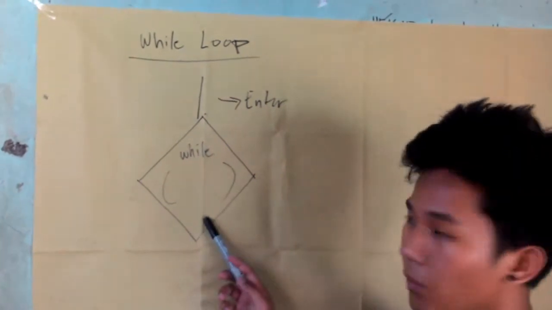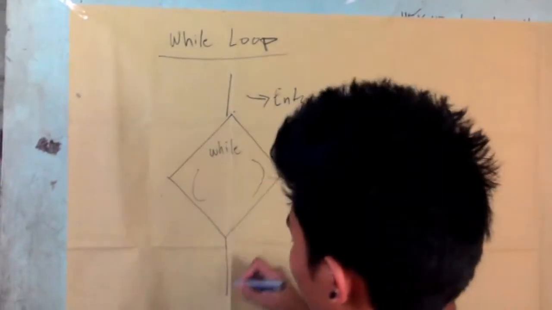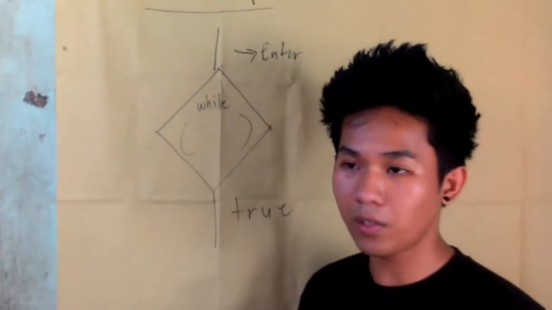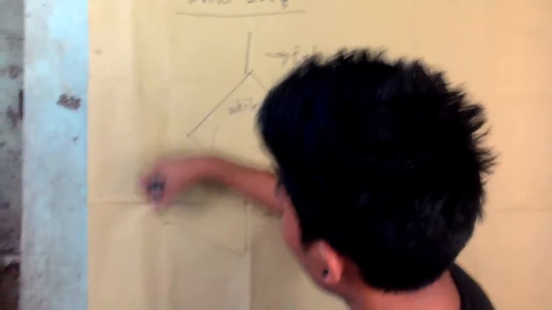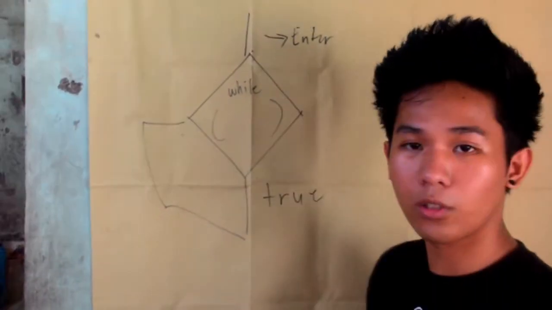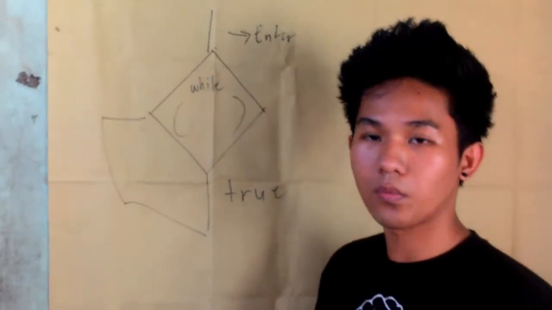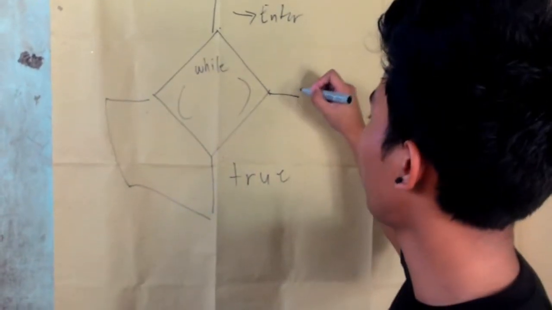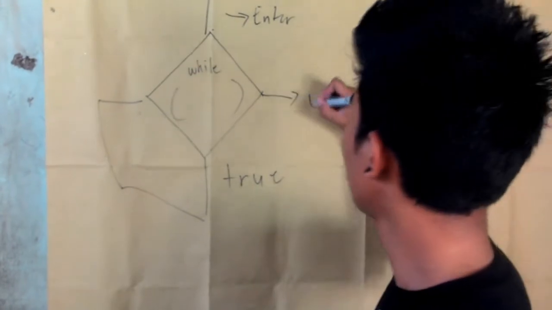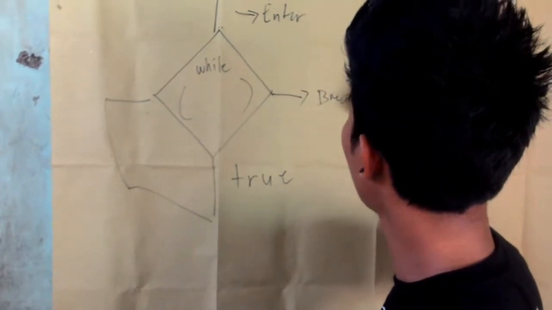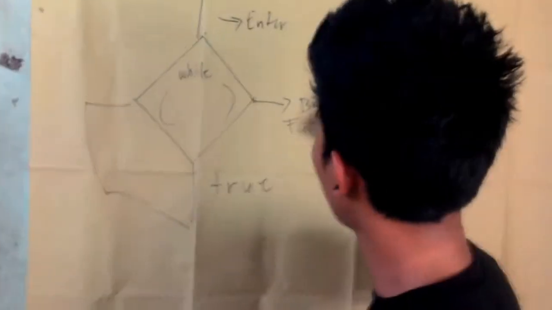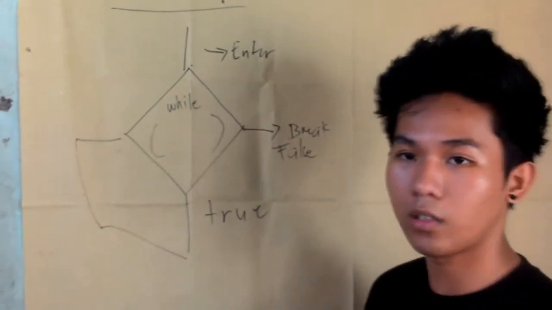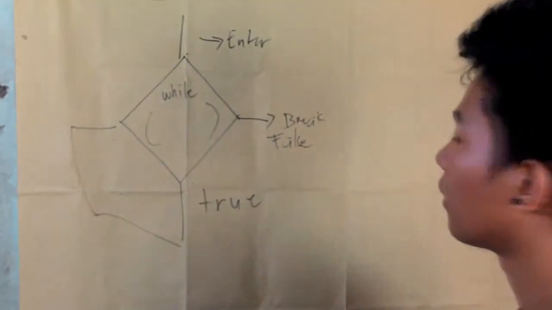If your condition statement is true, the loop will be executed. If your loop condition becomes false, it's going to go in here, or to break. And this is the flowchart, the flow of the while loop statement.